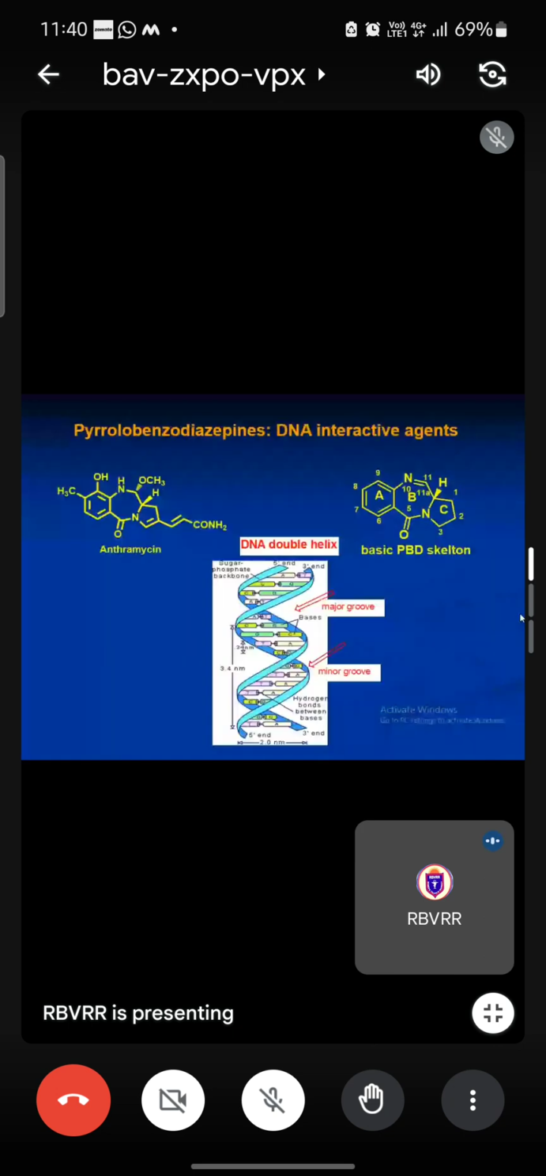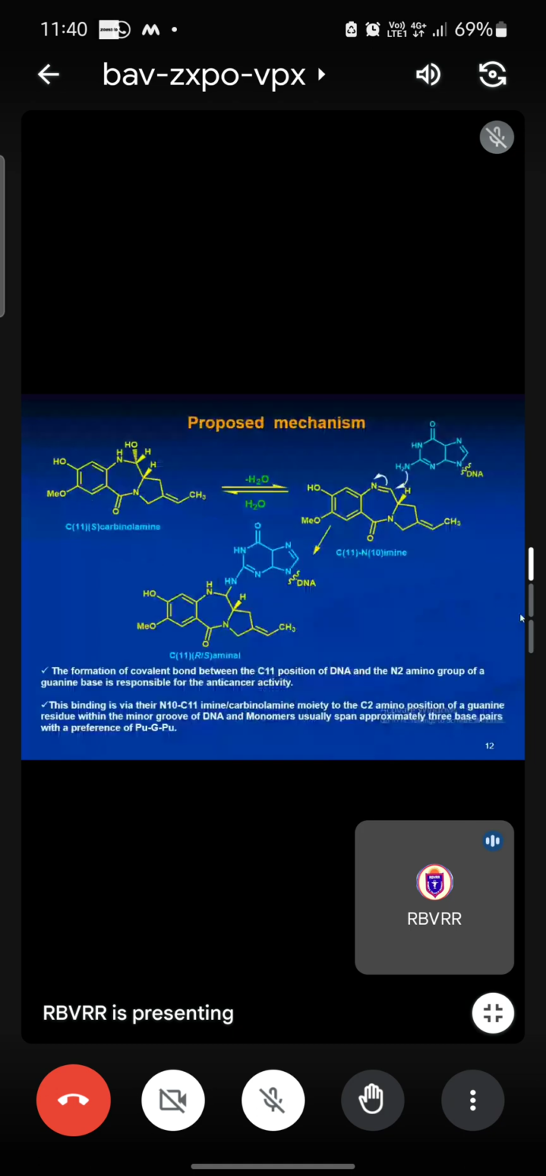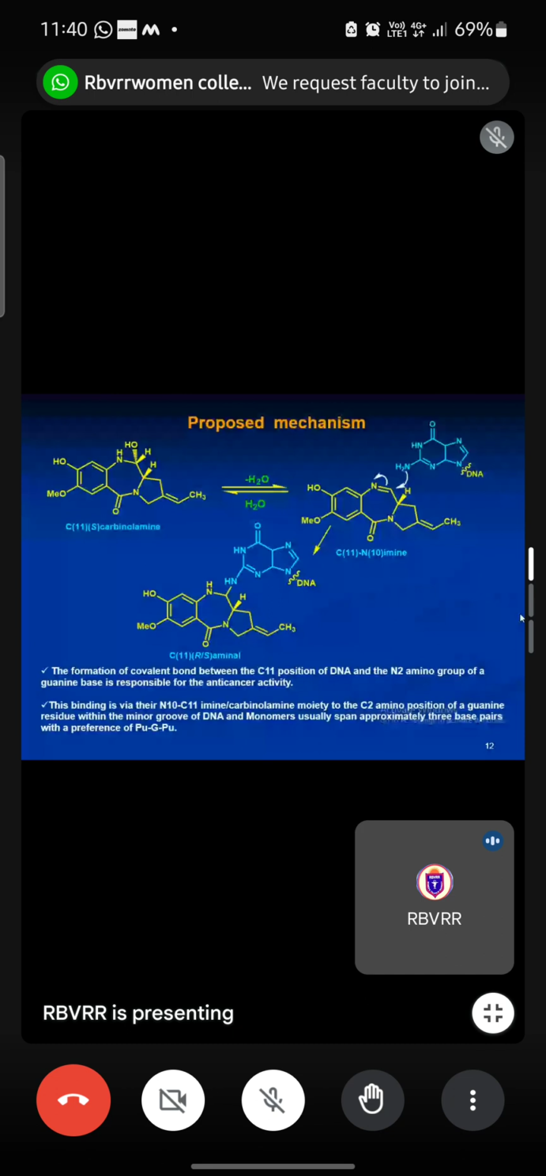Now, coming into the mechanism of such molecules, these particular molecules basically get inside the minor groove. See, DNA has a major groove and a minor groove, the helical structure, so you all are aware of this. And these molecules get inside this minor groove, and they form a covalent linkage that you will come to know how it's happening. So this is the proposed mechanism, and in fact, a lot of studies have happened to practically prove this.